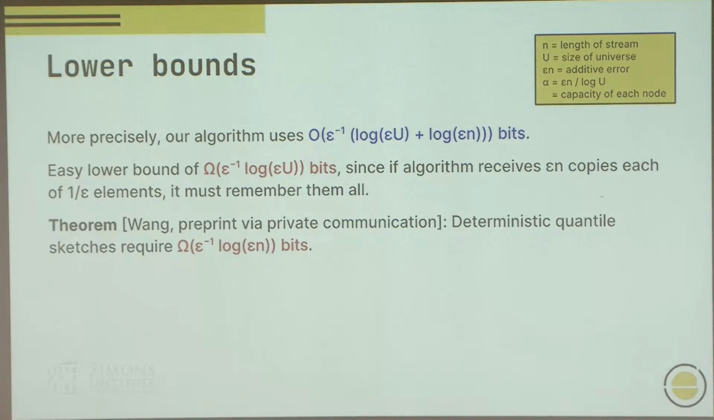I've assumed so far that n and u are at least 1 over epsilon. The regime where they're not is sort of degenerate, so I guess we don't really care about that regime. But anyway, this lower bound shows our algorithm is in fact optimal in the number of bits. And that's all I have. Thank you.